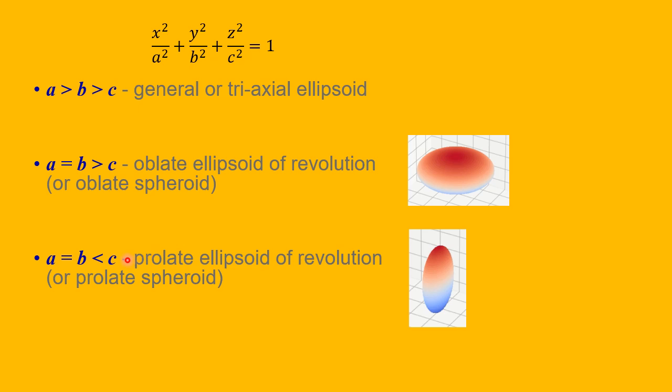Down here, if c is greater than a, and a does equal b, then we get an ellipsoid that looks like this, where the length of this ellipsoid in the z direction is greater than in the x or y directions, and this is called a prolate ellipsoid of revolution, also called a prolate spheroid. What would happen if a, b, and c were all equal? Well, in that case, you would get a sphere.